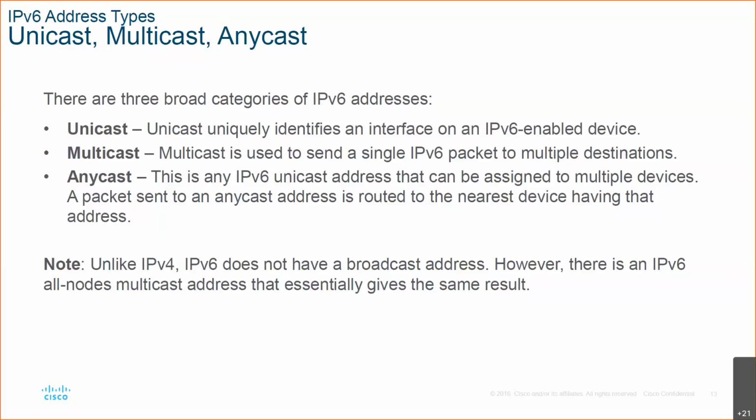We also have a unicast address. IPv6 unicast is a global IPv6 enabled address on a device. We also have multicast. It is used to send a single IPv6 packet to multiple devices. And we also have an anycast. This is actually giving one unicast address to multiple devices.